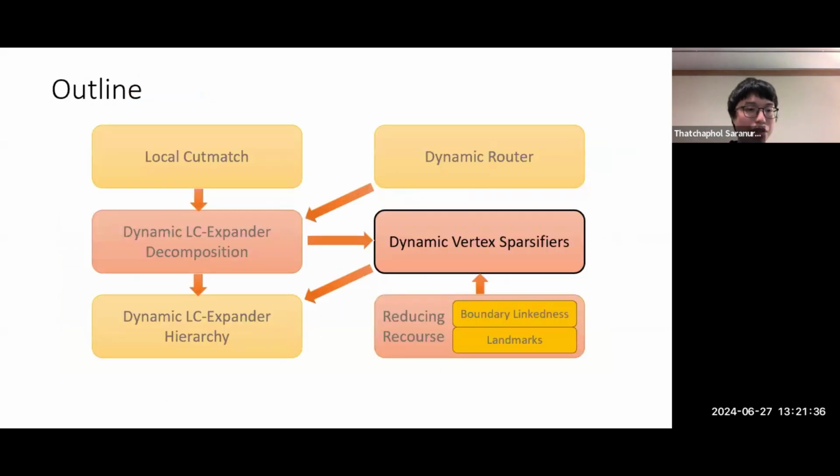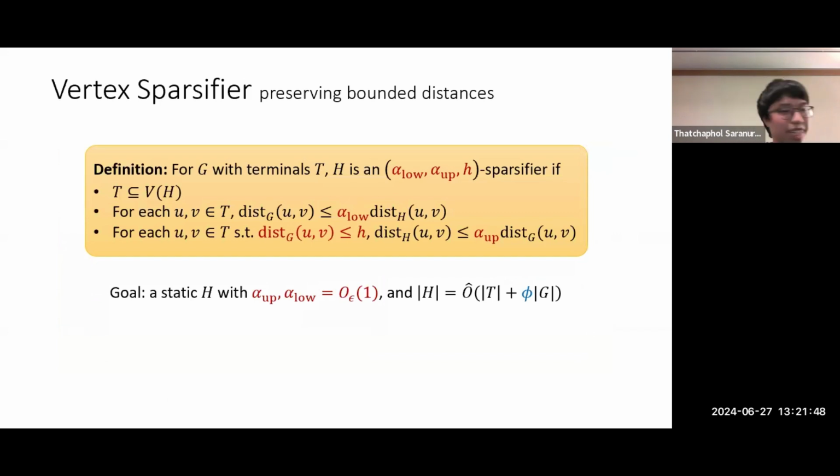Now we have finished developing the efficient dynamic length-constrained expander decomposition algorithm. We are now ready to construct our dynamic vertex sparsifiers. So what is the vertex sparsifier we are looking for? Basically, given a graph G with some terminals T, we want it to roughly approximate the distance between all pairs of terminal vertices that have distance at most h in the original graph. This is what I mean by the vertex sparsifier only preserving bounded distance.